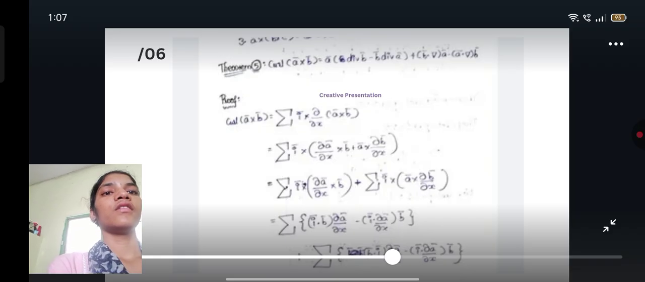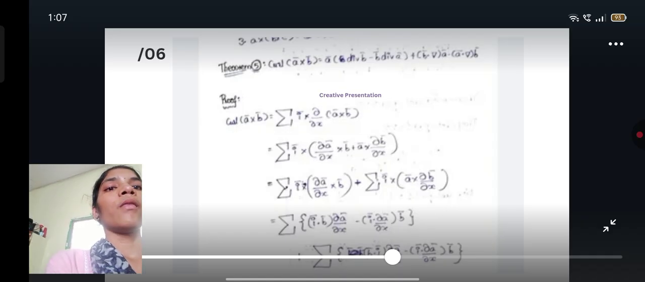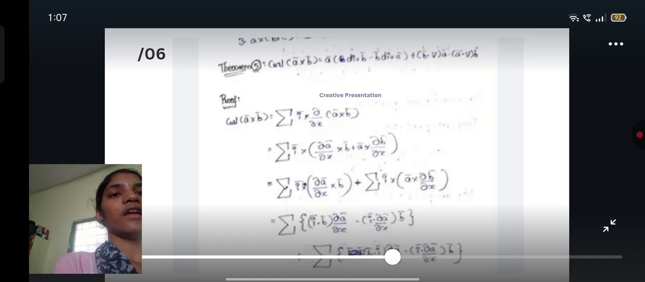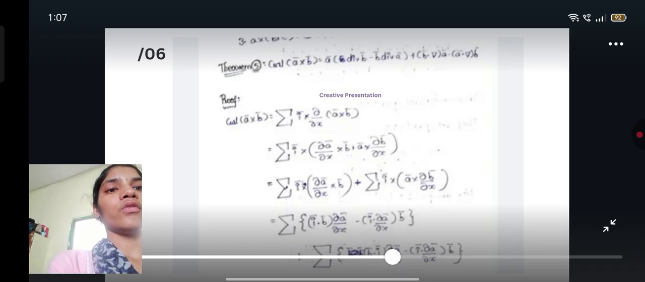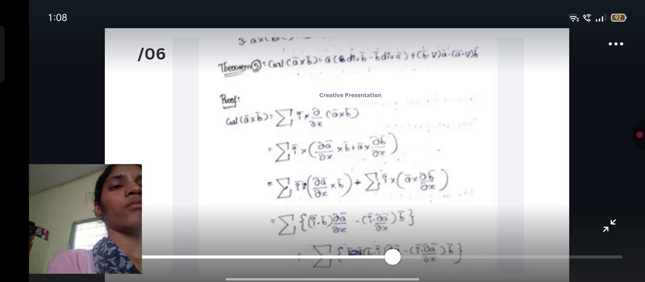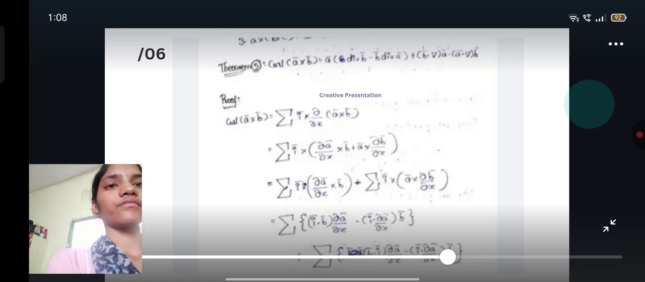Then separate the summation: Σ i × (∂A/∂x × B) + Σ i × (A × ∂B/∂x). Expanding each term, we get Σ [B (i · ∂A/∂x) − (i · B) ∂A/∂x], next plus Σ [(i · ∂B/∂x) A − (i · A) ∂B/∂x].